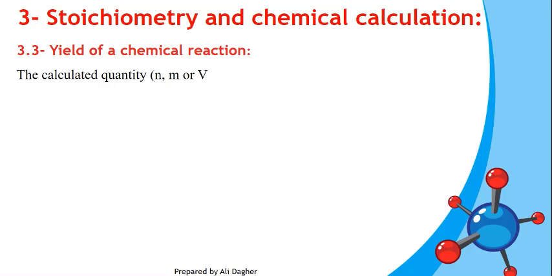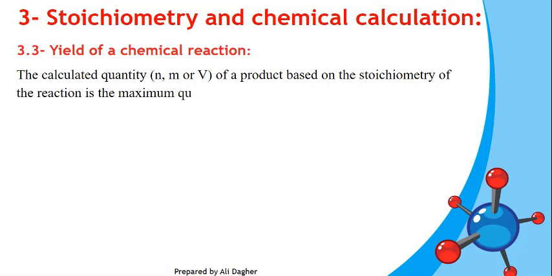The calculated quantity, number of mole, mass, or volume of gas of product based on the stoichiometry of the reaction is the maximum quantity that should be obtained. That means the theoretical quantity. Theoretically, we can obtain the calculated quantity based on the stoichiometry using the limiting reactant.